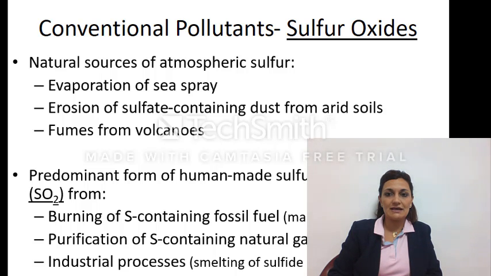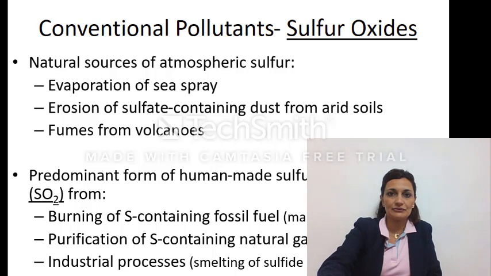Now human-made sources of SO2 can be by burning fossil fuel, mainly coal, we can release sulfur. Purification of sulfur-containing natural gas: during the processing and the purification of natural gases, we can as well release sulfur. And smelting of sulfide ores. What is smelting of sulfide ores? Industrial processes. So in mines, when they want to process or purify certain minerals, this will as well release sulfur in the atmosphere. So these are human-made. Naturally, they cannot be released from the stone, from the mountains.